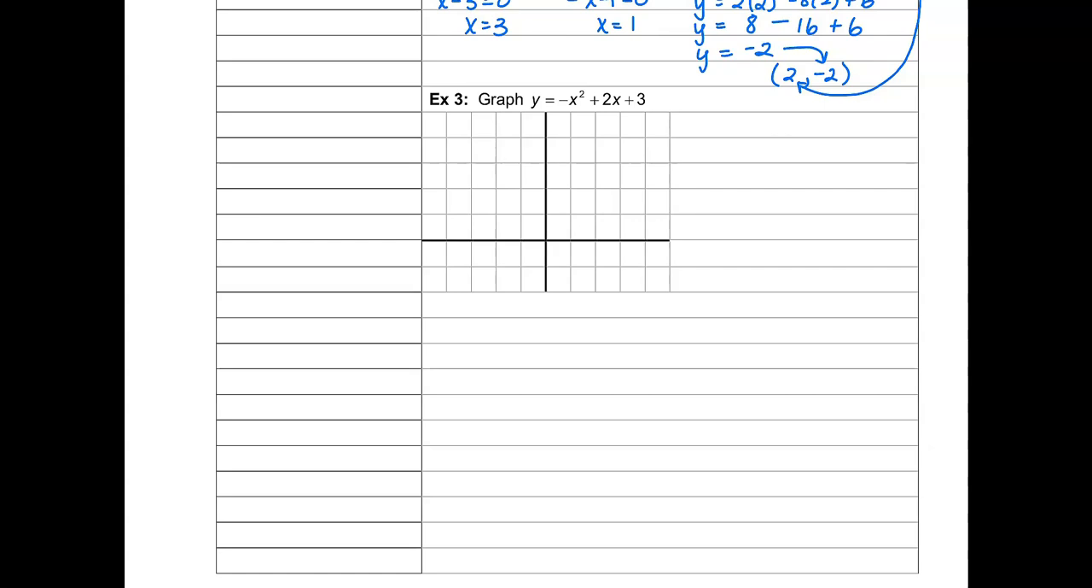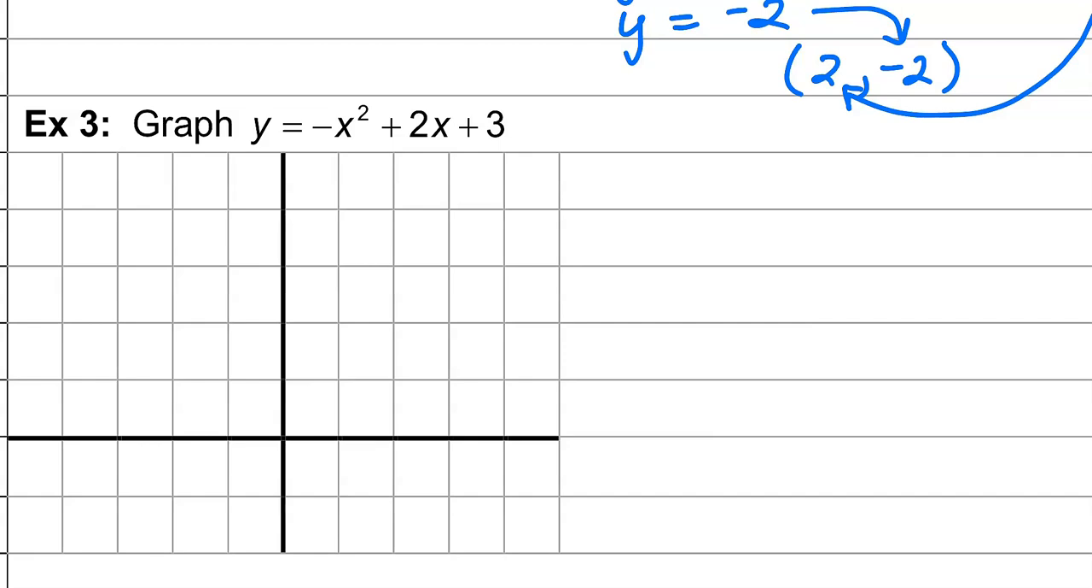So let's do the next one, okay? Again, is this one in standard form? y equals negative x squared plus 2x plus 3? Yeah, that's standard form. So what is a? Negative 1, right? What's b? And then what is c?